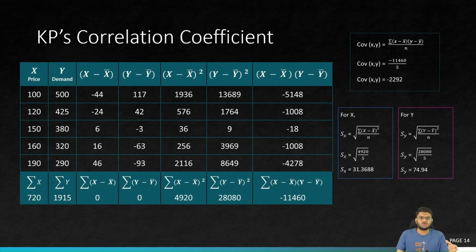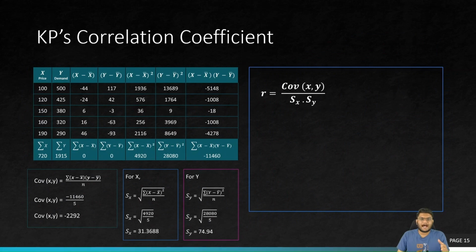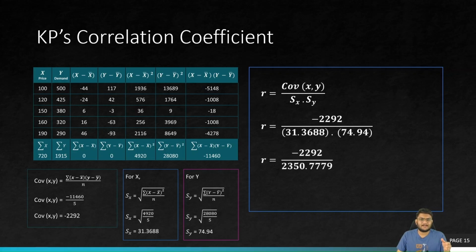So we have all the values and knowledge to obtain correlation. R is equal to covariance of x and y divided by standard deviation of x multiplied by standard deviation of y. The covariance of xy is minus 2292 and the standard deviations are 31.3688 and 74.94. Here, when we multiply these two, we will get 2350.7779. Now, when we divide these two, we will get the answer, that is minus 0.975, which is negative. So it indicates there is a negative correlation between two variables.